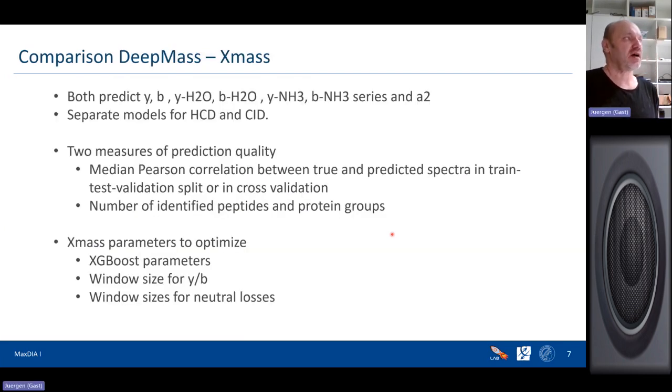So again, what are commonalities and what are differences between DeepMass and XMOS? Both of them predict not only Y and B, so we're talking about HCD and CID here, right? Y and B you take for granted, but we also predict the neutral losses of each of the two series. That means water losses or ammonia losses, and A2 is also predicted for each of them. And then we have a separate trained model, one for HCD and one for CID, right?